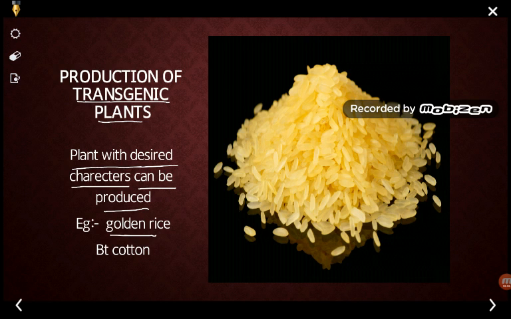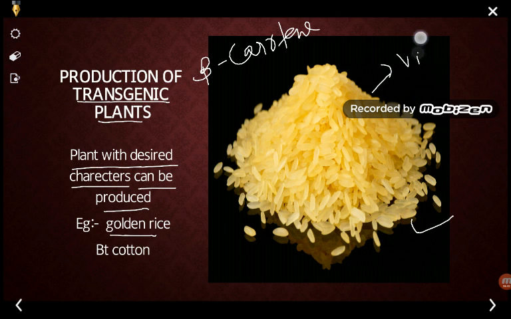Here in this picture you can see golden rice. Now why is this golden rice produced? Golden rice is a variety of rice which is produced through genetic engineering. Why? To biosynthesize beta carotene, a precursor of vitamin A. We can say that this is a source of vitamin A.